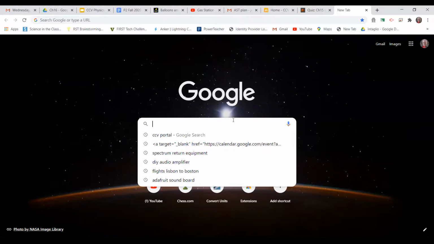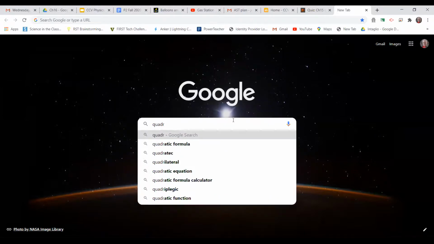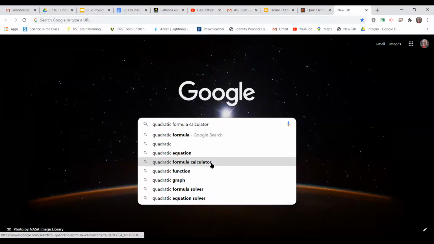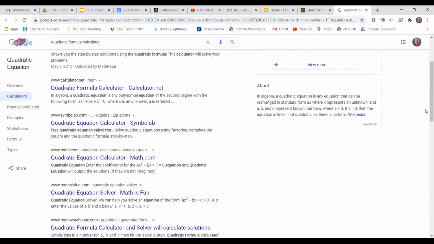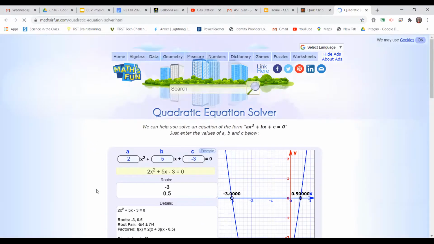And I'm going to here look for a quadratic formula calculator. Nice. Okay, and let's see. The one I like is, I like math, it's fun. Okay, awesome. So now all we have to do is type in the coefficients.